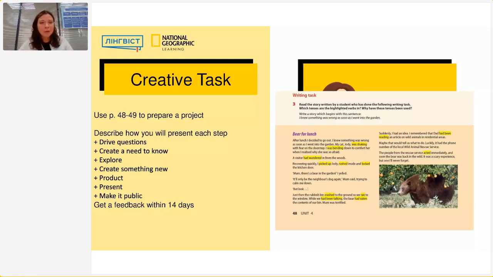So your steps, you follow the link. You also will get this link in the final email. You download the students' book, look through these pages, describe the project, and send it to me. And I'm going to analyze it and send you feedback.